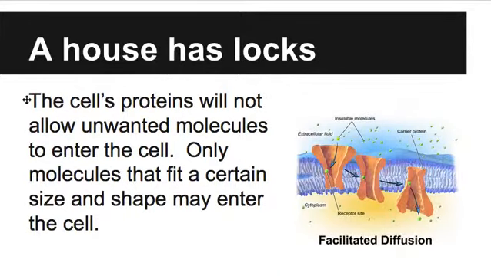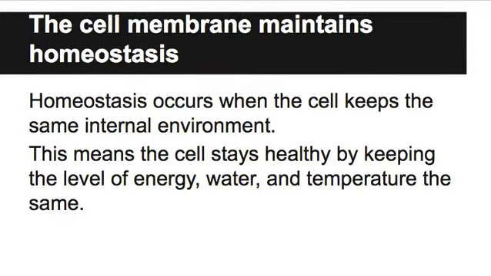Alright. Now, also a house has locks. These cell proteins will not allow unwanted molecules to enter the cell. Only molecules that fit a certain size and shape may enter. Just like in your house where only certain people are allowed to come in if they have the key, in the cell membrane only certain molecules are allowed in and out of the cell if they fit correctly. If they don't fit correctly, they don't have the key and they can't get in. Alright, so that's how a cell is like a house.